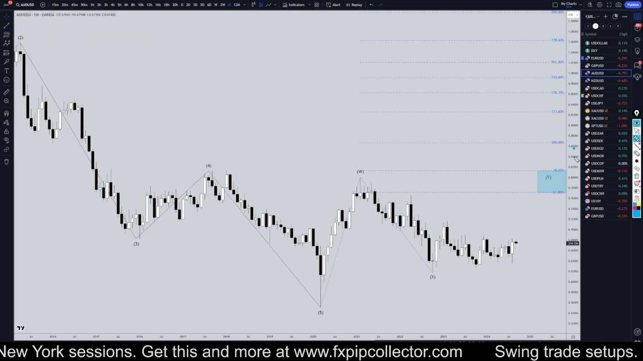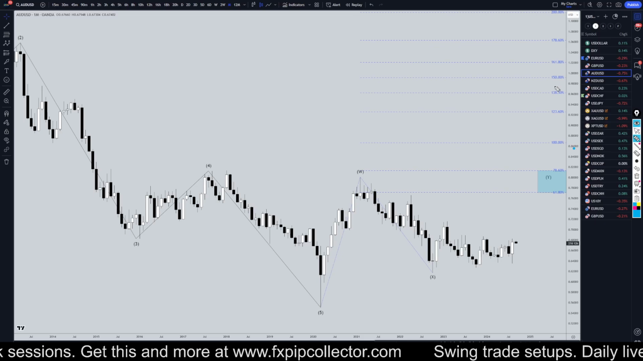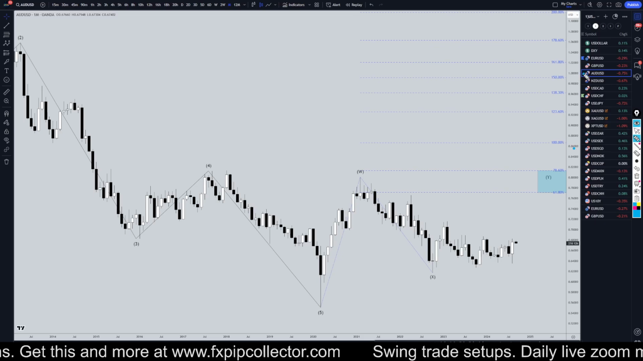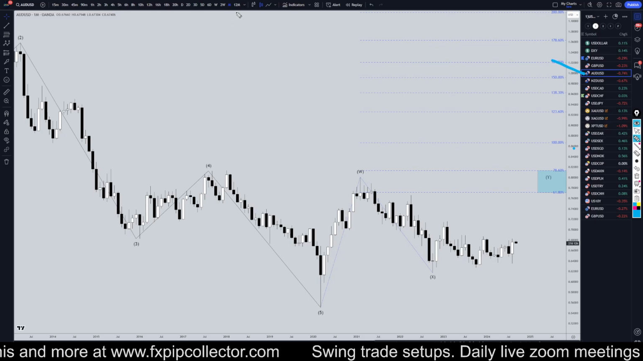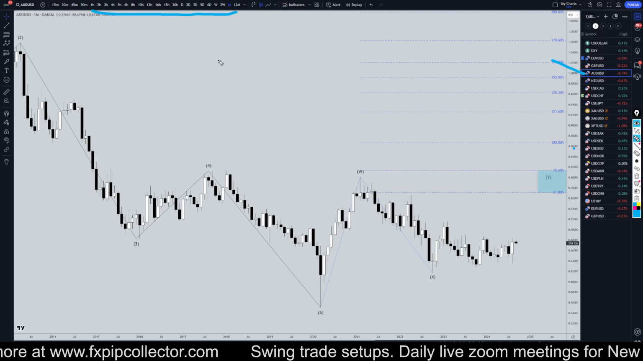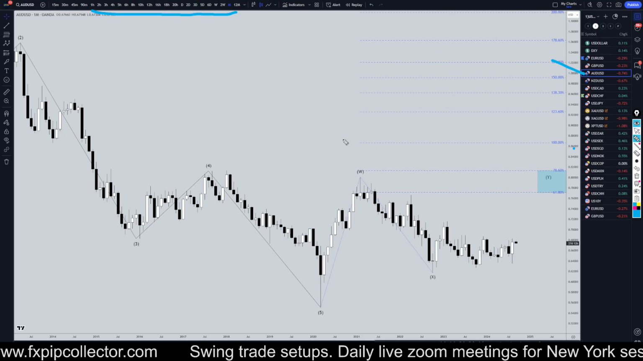Today is Tuesday, September 3rd, and I'm going to be analyzing the Aussie US dollar starting on the monthly, working my way down to the 1 hour time frame for the full top down analysis.